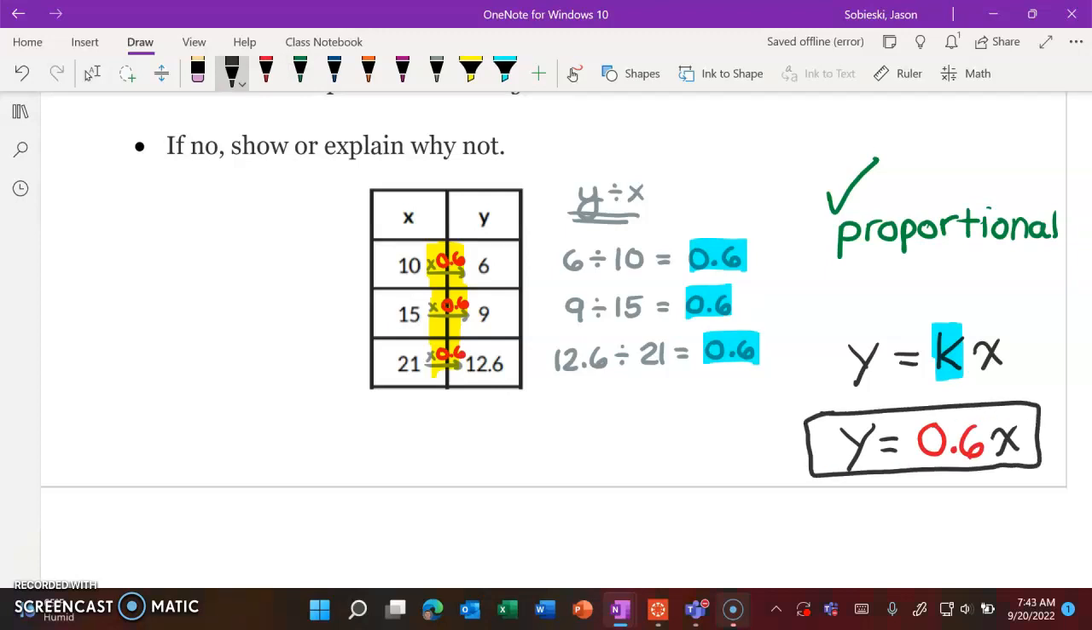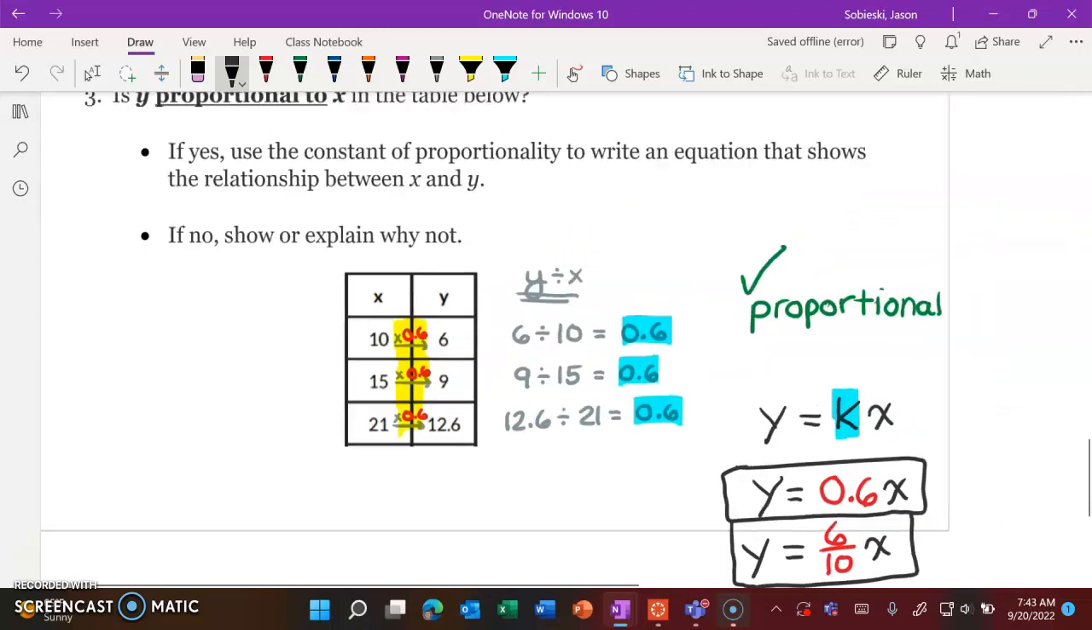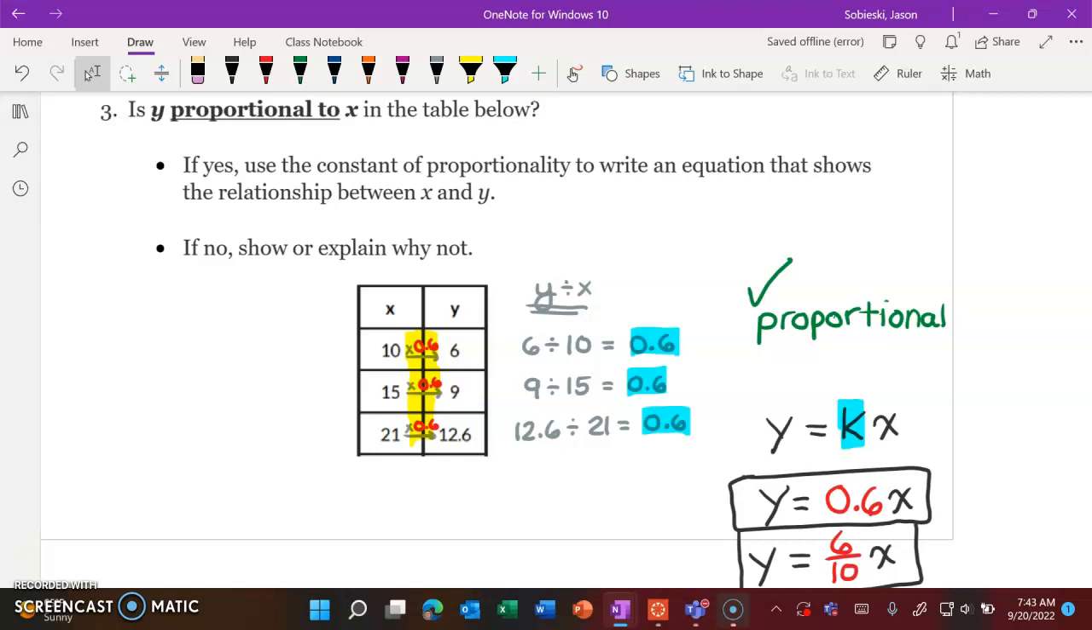I'm going to also write it as a fraction form. y equals 6/10 x would also work. And actually, for that matter, y equals 3/5 x would work as well if you simplified this fraction. Okay, so this last example, again, if they ask you to decide is it proportional or not, you need to do the following steps.